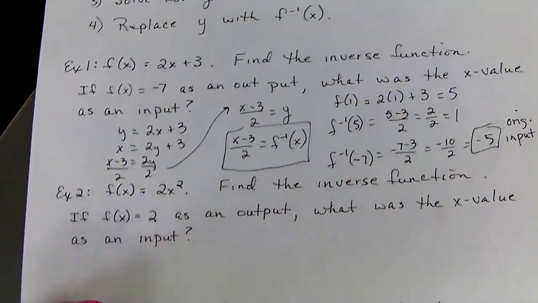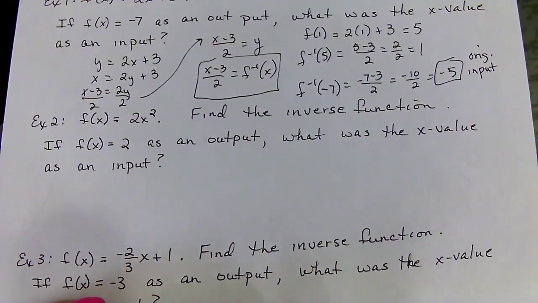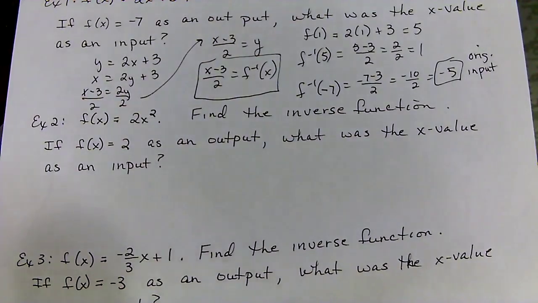Okay, let's go to example 2. We're just going to keep doing the same kind of thing, all right? I tried to give you a variety of questions. So example 2, f of x is equal to 2x squared. Find the inverse function, and then it goes on and says, if f of x is equal to 2 as an output, what was the x value as an input? So it's asking us the same kind of question.